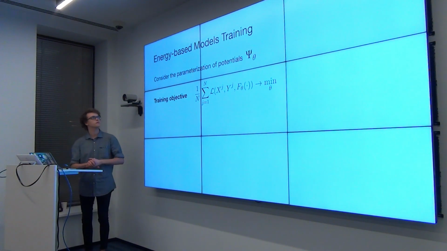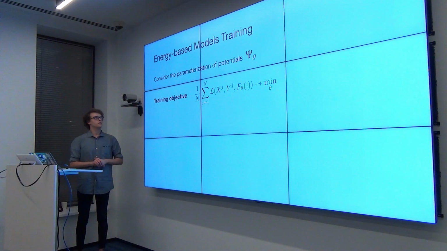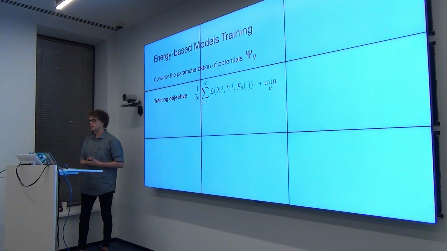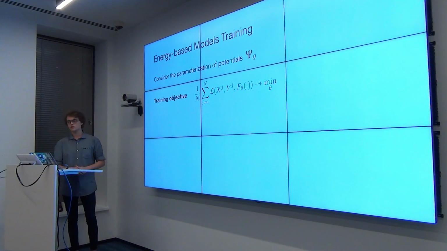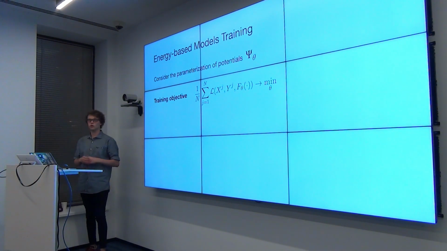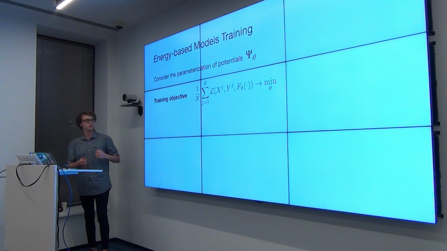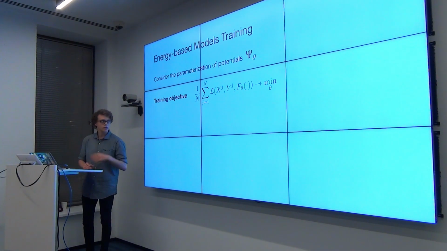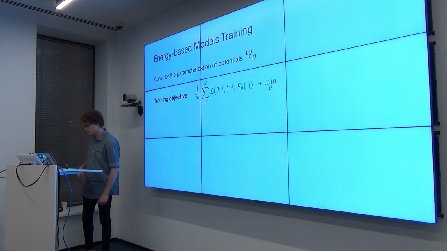So now I'm going to briefly recall the training of such models. It's a very typical setting. Consider the parameterization of our potentials with theta. The goal of training is to obtain the optimal configuration of the parameters, which minimizes the average loss. Our loss function depends on x_j and y_j, and the score function, which is parameterized by theta.